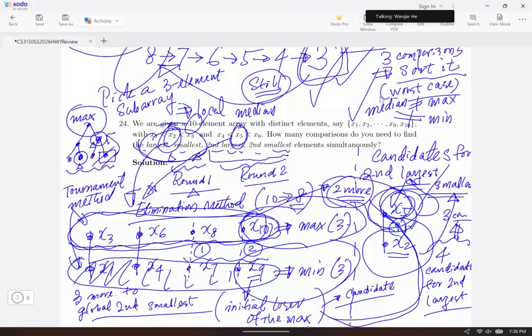So now we can calculate the total. Wait. First round, we have 8 comparisons, right? 2 plus 3 plus 3. Second round, we need 3 plus 3, right? Oh, and 1, because between 2 and 5 we need one comparison. So plus 1, 15. That's the best we can do.